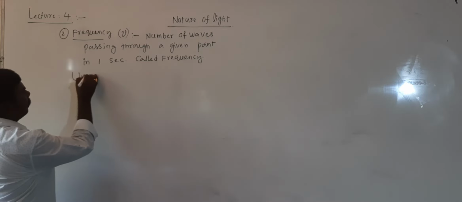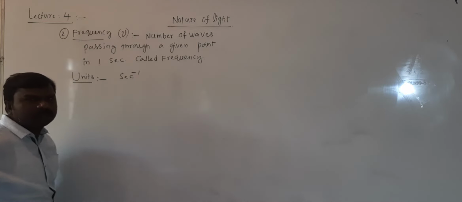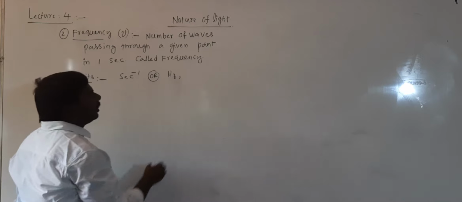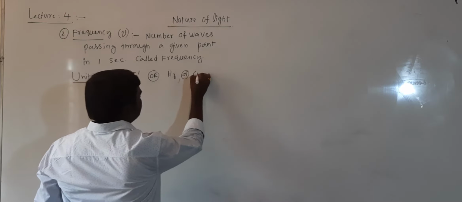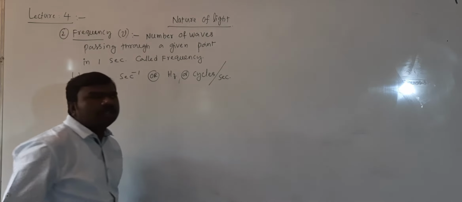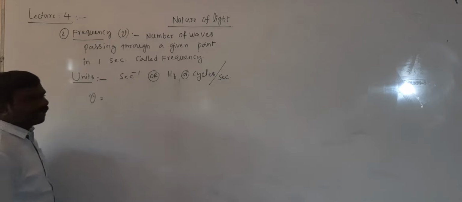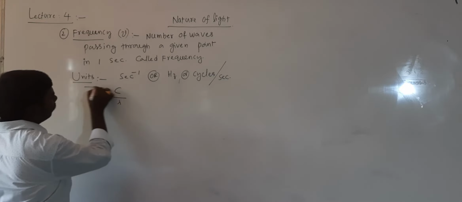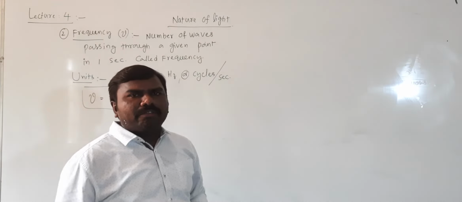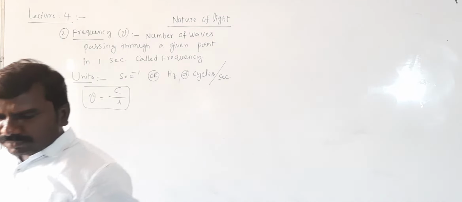Units are per second, otherwise hertz, otherwise cycles per second. Right? The formula is nu equals C by lambda, meaning velocity of light by wavelength of light. So this is about frequency.